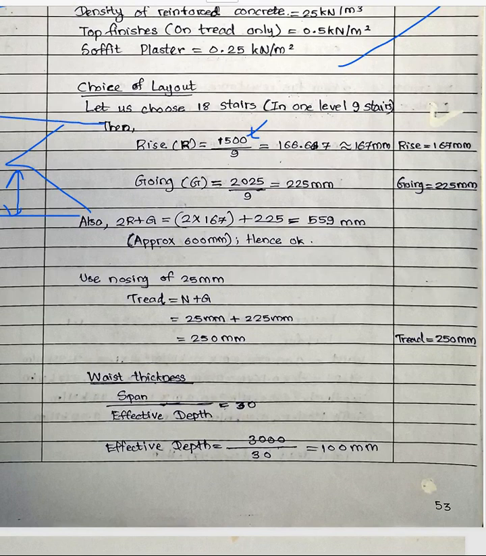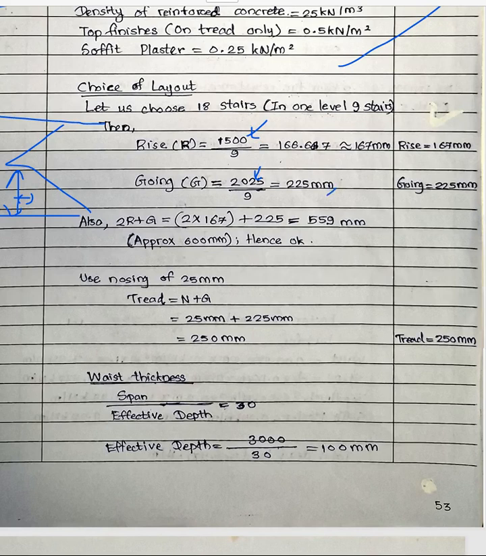The next one, going, is the horizontal distance of one step. So going is equal to 2025. In the ground floor plan you can see these dimensions, the horizontal distance of the staircase, the beam length. We divide it by 9 steps, so we can find the going length to be 225 millimeter.